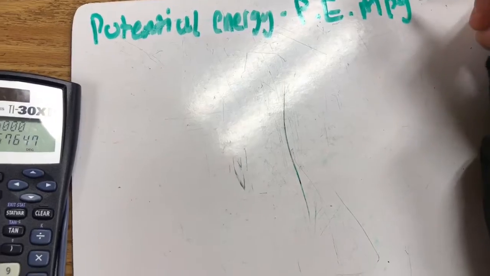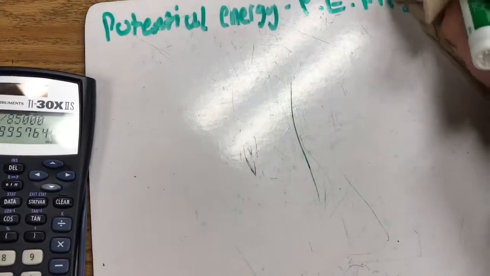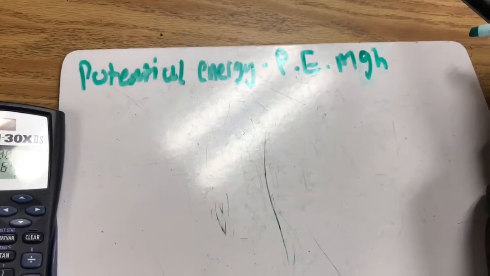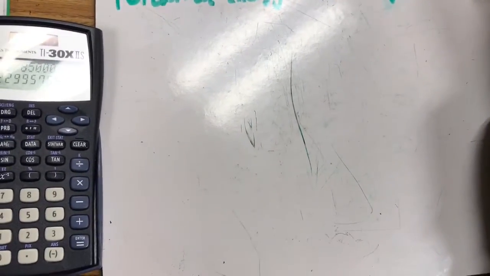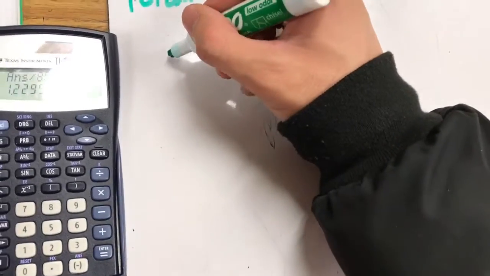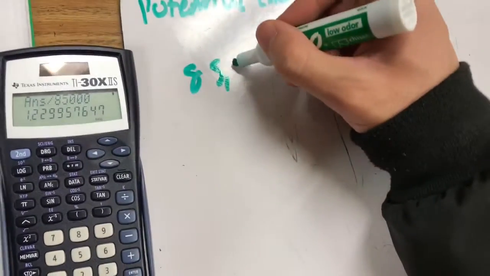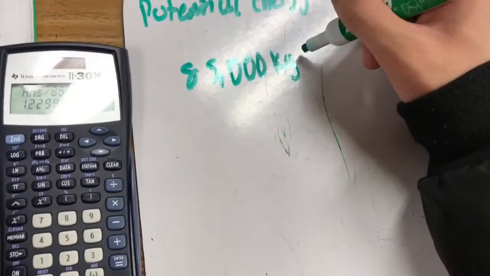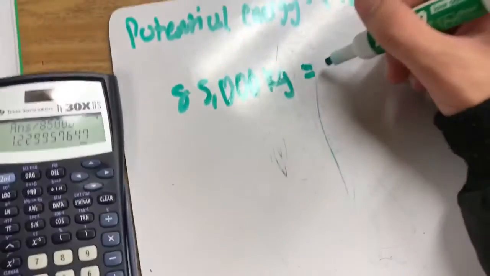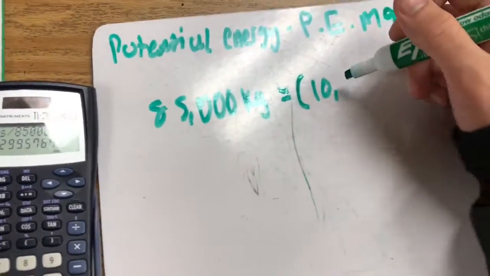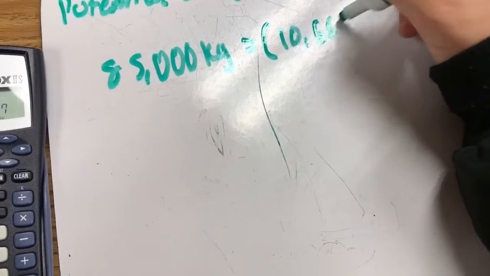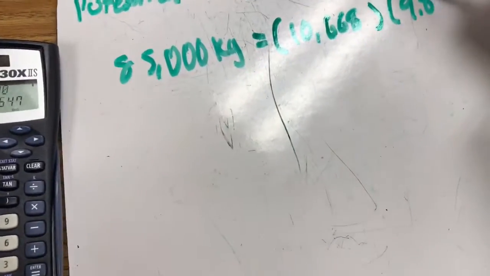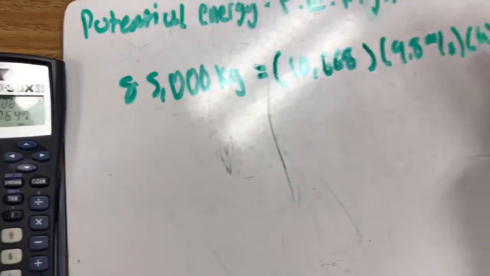For the potential energy for the Boeing 737, the height is 10,668 meters. And the mass for the Boeing 737 is 85,000 kilograms. And the g for the acceleration is 9.8 meters per second squared.